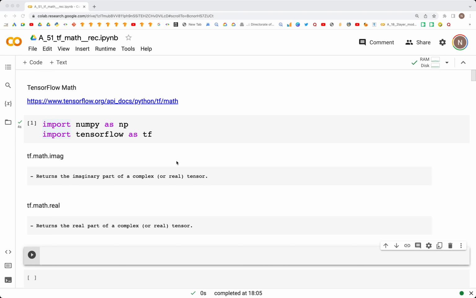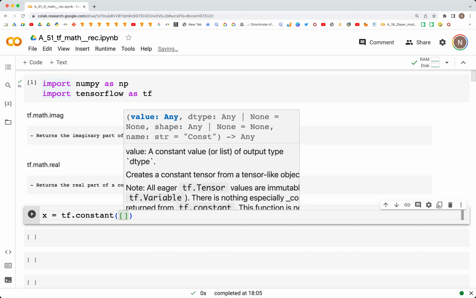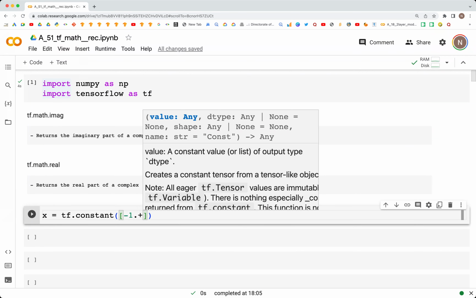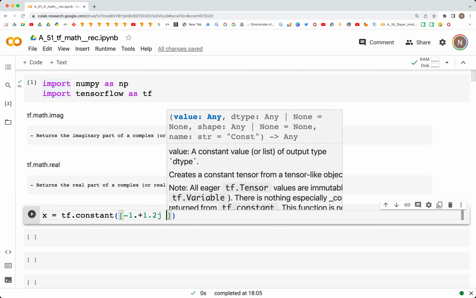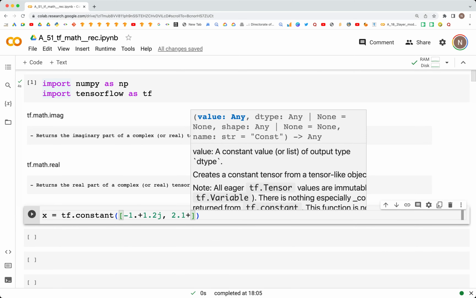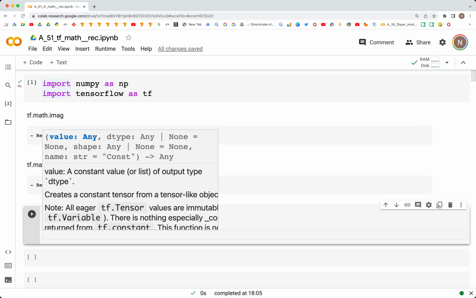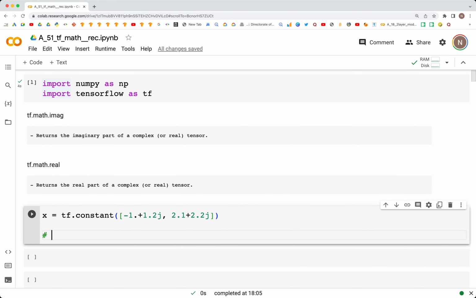Let's now look at how we can get the real and the imaginary part from a complex number. First, we'll create a complex number in our tensor, maybe two complex numbers, tf.constant, and in here we have the first number, that is -1 plus 1.2j. That's the first number. And the second number we have is 2.1 plus 2.2j.